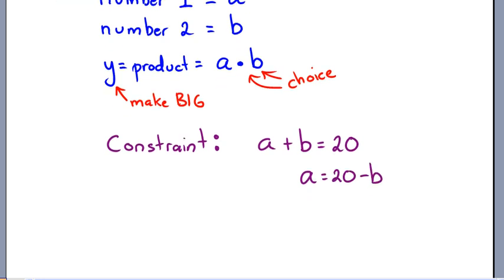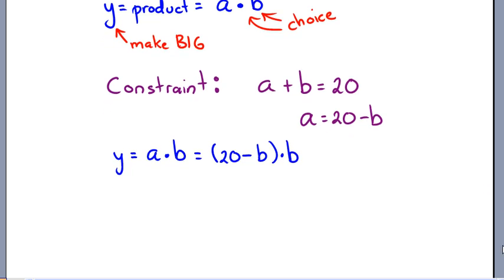And now I'm going to rewrite that story about the product. A second ago, Y was equal to A times B, but that's too many variables on the right-hand side. But I could write it like this. I could go 20 minus B times B. Okay, well now I've only got one variable over there on that right-hand side. I could even, if I chose, write it like this. Negative B squared plus 20B. So awesome, I have just the one variable to think about.